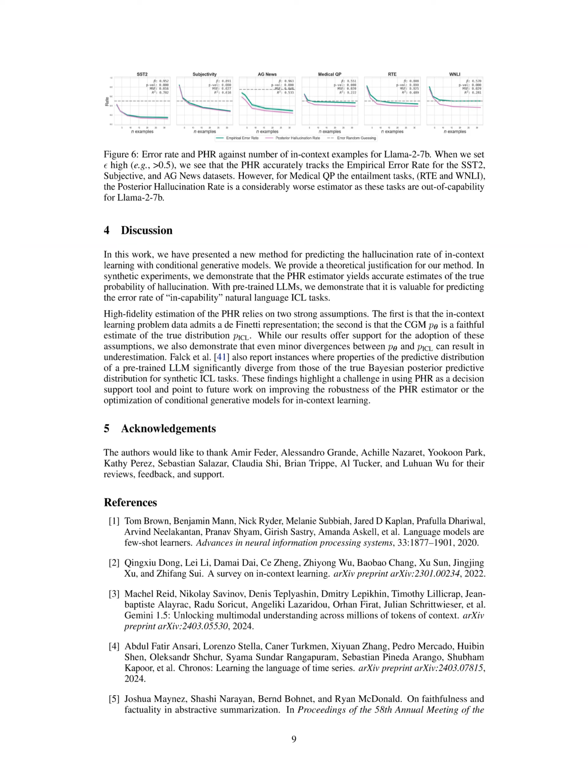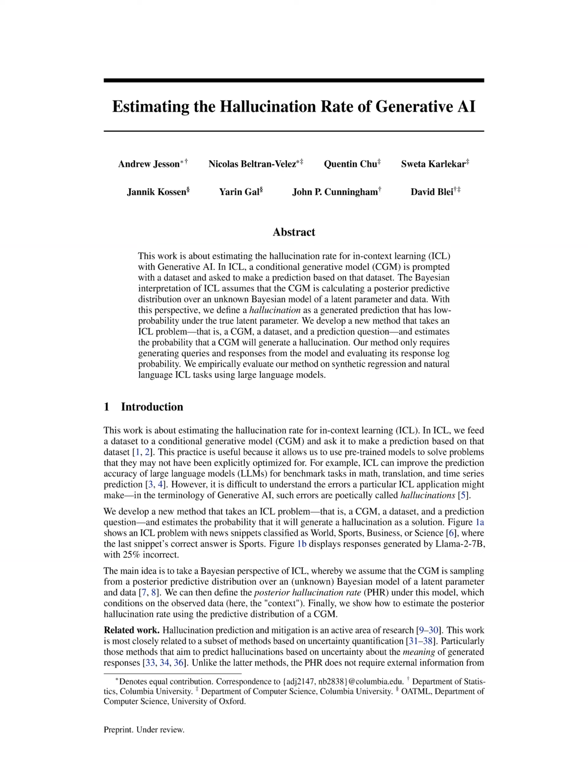They show that the PHR estimator accurately predicts the THR for in-distribution ICL regression tasks and remains robust to different dataset sizes. Additionally, the method is evaluated on natural language tasks using pre-trained large language models, LLMs. Since the true mechanism is unknown in this setting, the authors propose a new metric called Model Hallucination Probability, MHP, to evaluate the PHR against.